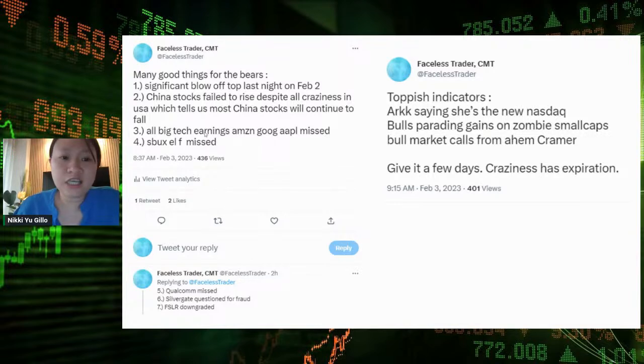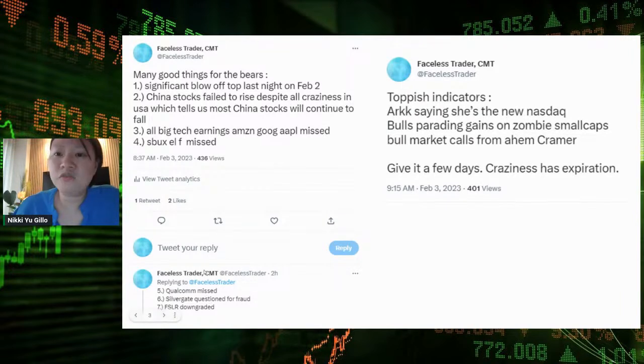All big tech earnings like Amazon, Google, and Apple actually missed. Starbucks, Estee Lauder, Ford missed. Atlassian and Bill.com also missed. Qualcomm also missed. First Solar was downgraded. Silvergate was actually questioned for fraud. And you've got a lot of toppish indicators as well.